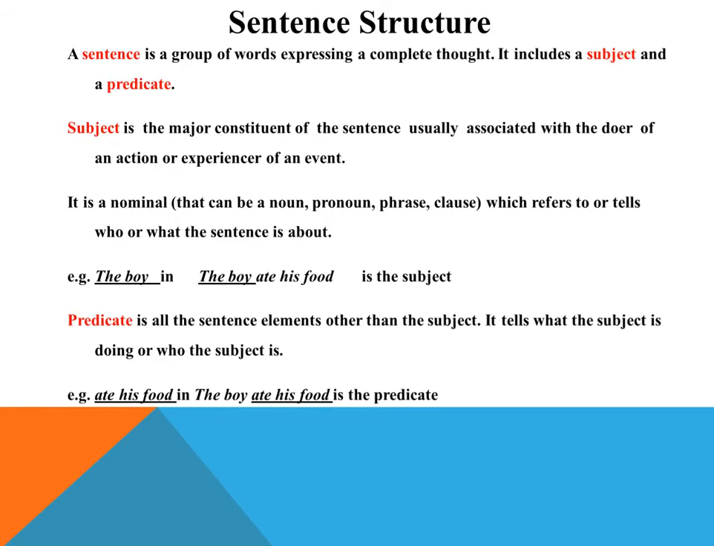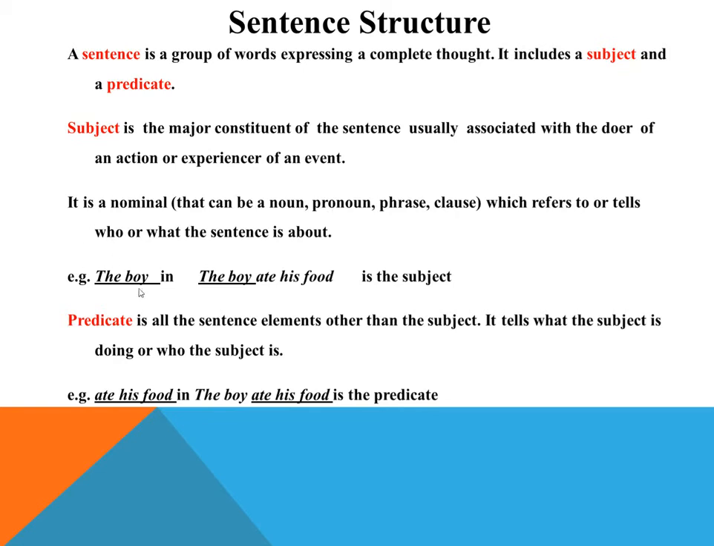Sentence structure. A sentence is a group of words expressing complete thought. It includes a subject and a predicate. So the sentence has two main components, the subject and the predicate. The subject is the major constituent of the sentence and usually associated with the doer of the action or the experiencer of an event. It's a nominal that can be represented by a noun, pronoun, phrase, or a clause. And subject refers to or tells who or what the sentence is about.